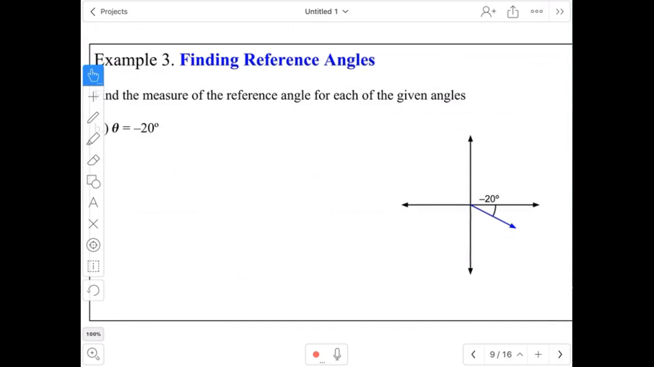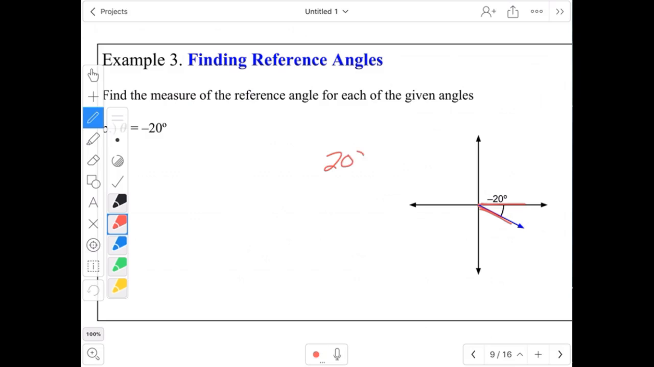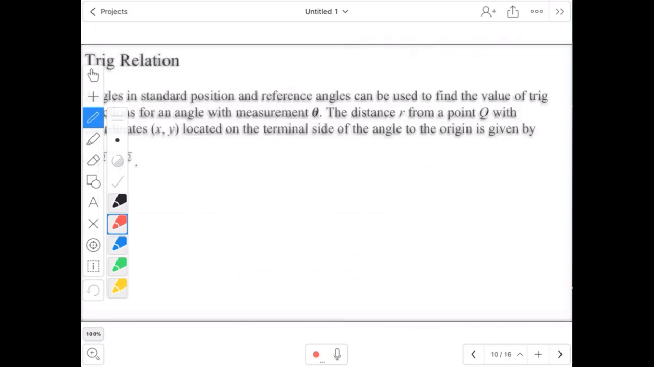And one more. So even though we're going into the negative direction, remember that a reference angle will always be positive. So the angle itself that we're interested in is also our reference angle, only our reference angle will just be 20 degrees rather than a negative.